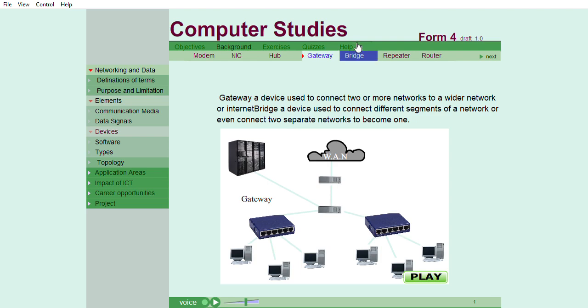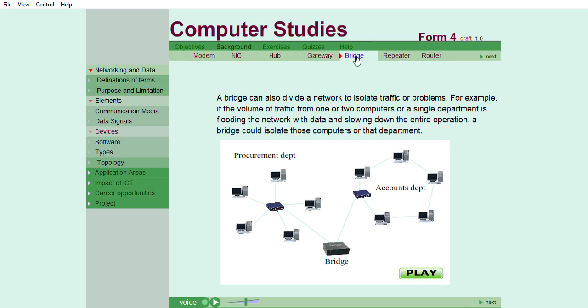Gateway is a device used to connect two or more networks to a wider network or internet. Bridge is a device used to connect different segments of a network, or a bridge can also divide a network to isolate traffic or problems. For example, if the volume of traffic from one or two computers or a single department is flooding the network with data and slowing down the entire operation, a bridge could isolate those computers or that department.